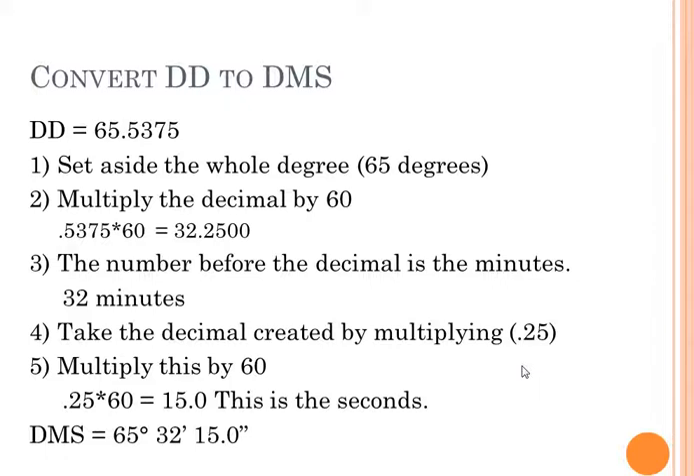And I find converting back a little more difficult. So if I want to convert from DD to DMS, I'm going to, again, set aside my degrees, so 65 degrees, and then I'm going to multiply the whole decimal number by 60, right? And I get 32.2500. So the 32 represents the number of minutes. So now I have 65 degrees, 32 minutes. I take what's left of my decimal and multiply that again by 60, and I get 15.0, and that's my seconds. So maybe it's actually easier, right? The reason I don't have to multiply this by 3600 is because I've already multiplied it twice by 60. So in effect, I am multiplying that end part twice. So it gives me my same answer.